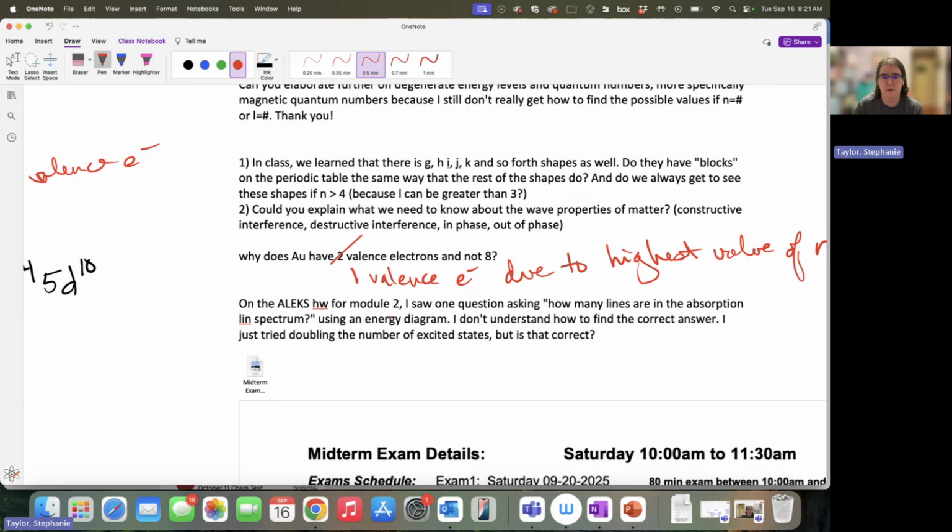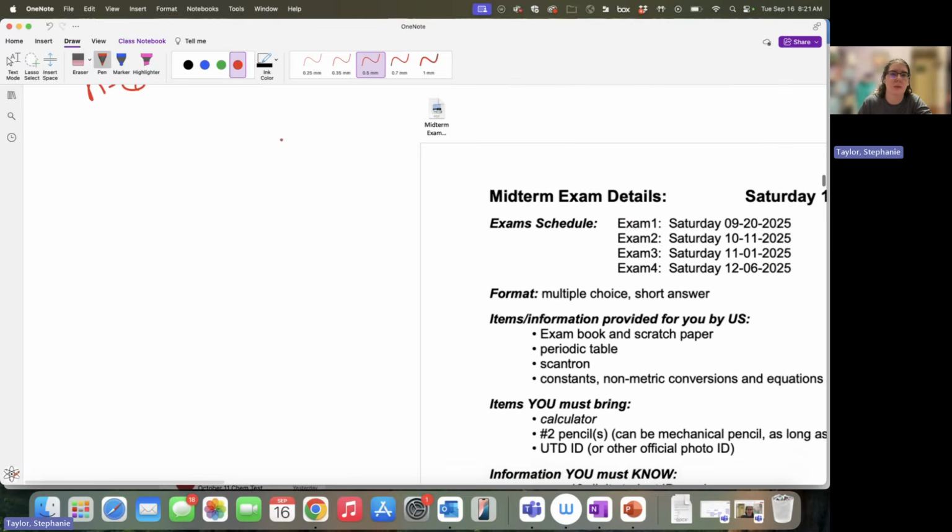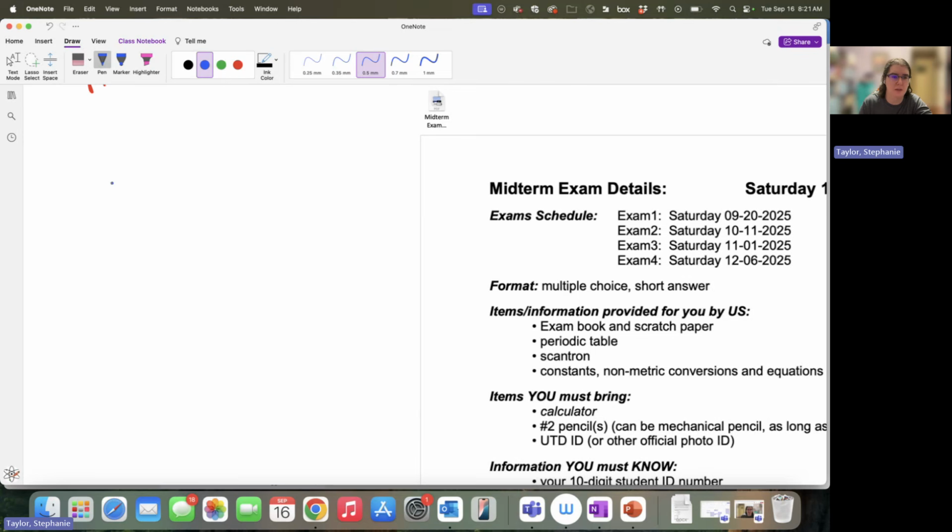In the homework for module 2, I saw a question asking how many lines are in the absorption line spectrum using the energy diagram. I don't know how to find the right answer. So that question looks something like this. There are some lines, and the question is how many lines are in the absorption spectrum. You're actually supposed to count how many different ways you can go in between the lines.